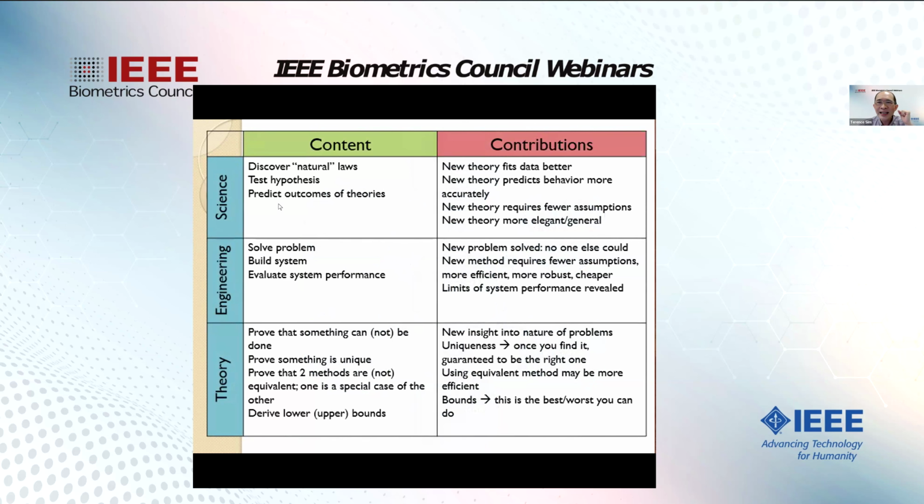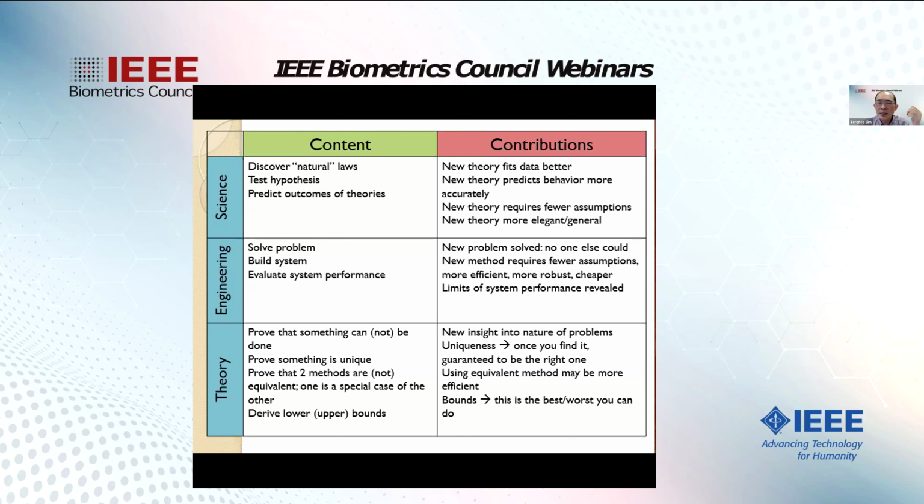So, for example, if you're writing a science paper, the content of your science paper is usually about discovering natural laws or testing hypotheses or predicting the outcome of theories. And therefore, the expected contribution of your paper is you have a new theory that fits the data better or has a better prediction. Or your new theory requires fewer assumptions or is more elegant and so forth. So these are the expected contributions if you're writing a science paper.